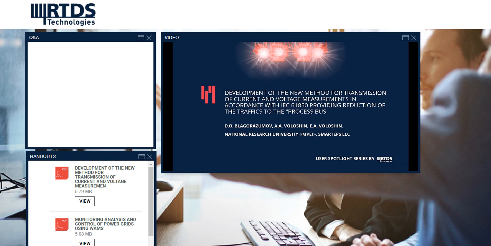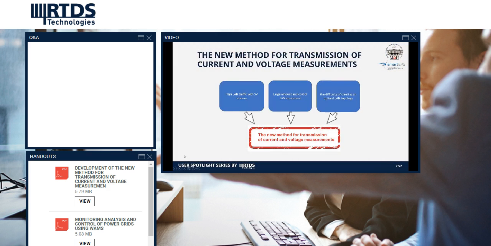The theme of my presentation is development of the new method for transmission of current and voltage measurements in accordance with IEC 61850, providing reduction of the traffic to the process bus. Describing this process, it's necessary to start with the idea of development and implementation of digital substations based on the application of the IEC 61850 standard, which is widely used all over the world.